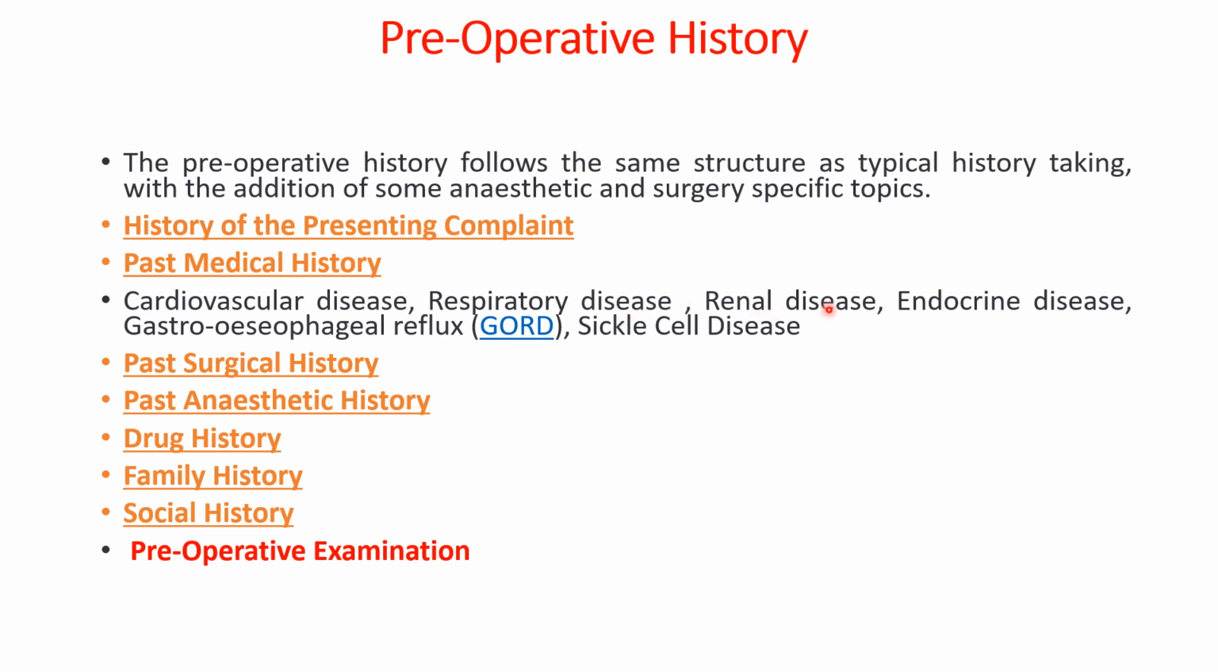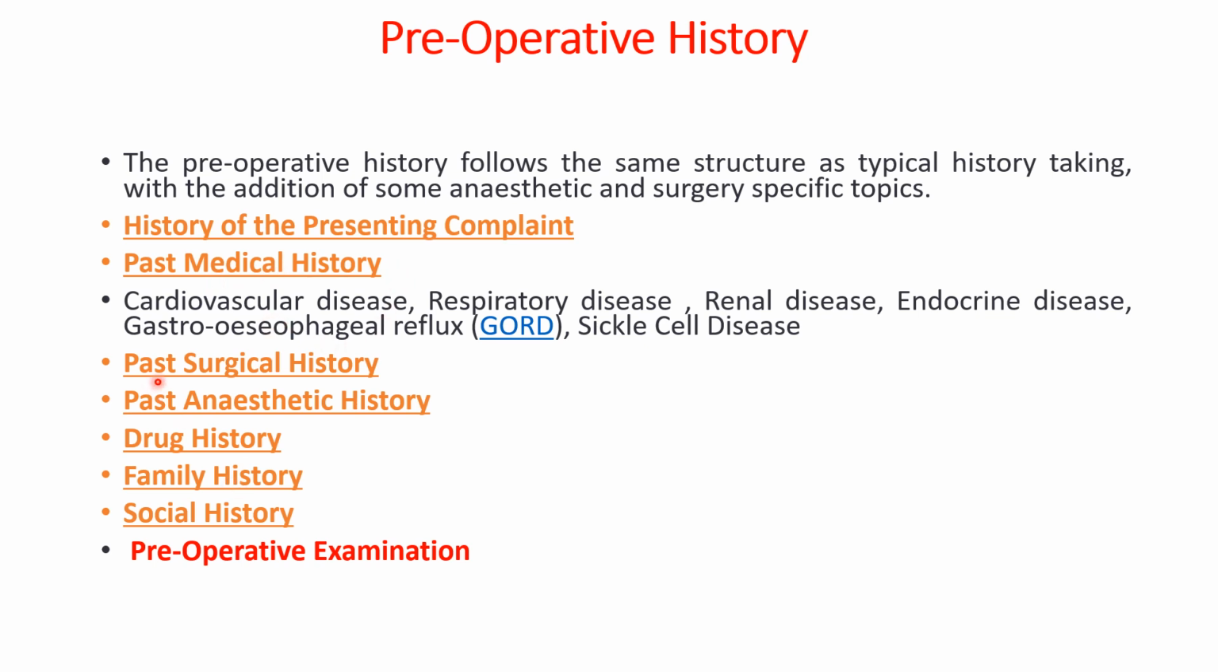Renal function or renal disease: here you have to include, does the patient take any specific renal medication? Obviously this you also include in the drug history, as well as how their baseline renal function is, among other renal system questions. Endocrine: this is especially for diabetes mellitus and thyroid disease.